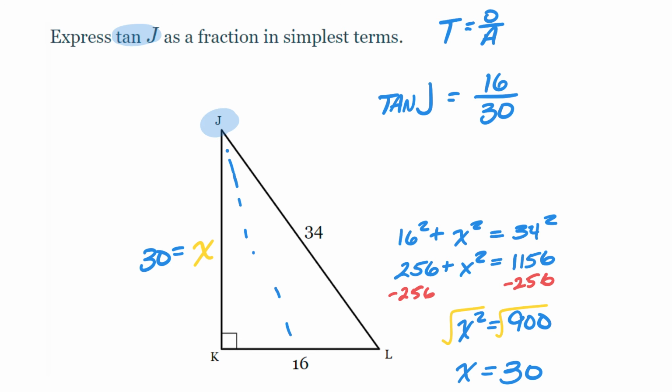Again, make sure we read our instructions. Our directions say write in the simplest form. Well, that answer is correct. Your calculator will know that's correct, but in simplest form, 16 over 30, they both are even numbers. So we can factor out a 2, which would reduce this down to 8 over 15. So tangent of J equals 8 over 15.